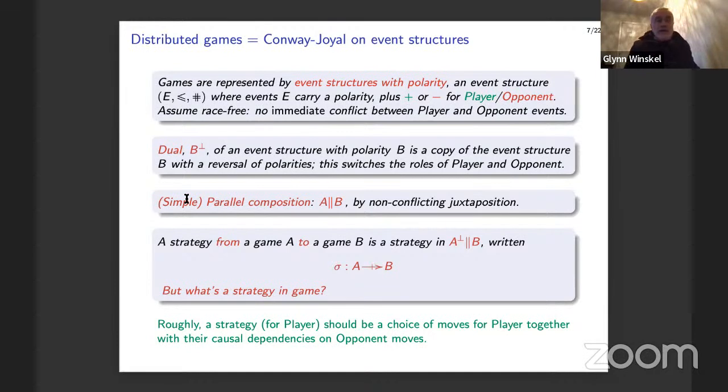And then provided we have the notion of a strategy in a game, we can know what a strategy from a game A to a game B is. It's namely a strategy in this compound game here. But of course, this begs the question, what is a strategy in a game? Well, roughly, a strategy for player should be a choice of moves for player together with how they will causally depend on moves of opponent.